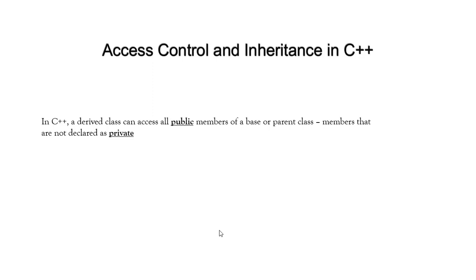Access control and inheritance in C++. In C++, a derived class can access all public members of a base or parent class. What we mean by parent class is the same as a base class, while a derived class can be called the child or children classes. So the main thing to understand here is that the base class is the parent class, while the derived class is the child class. If the derived class inherits everything from the base class, what is made public in the base class is what the derived class can access. We will see that in a minute.